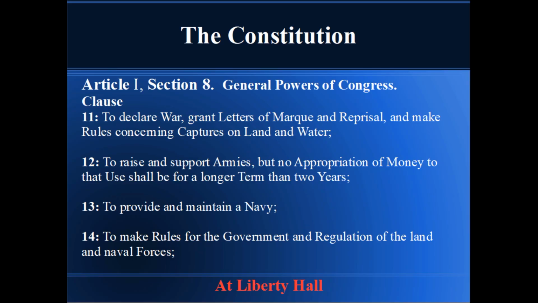Article 1, Section 8. General Powers of Congress. Clause 11.